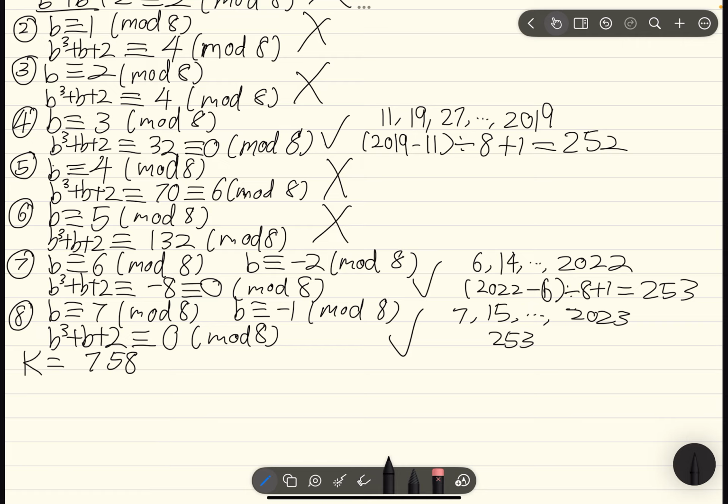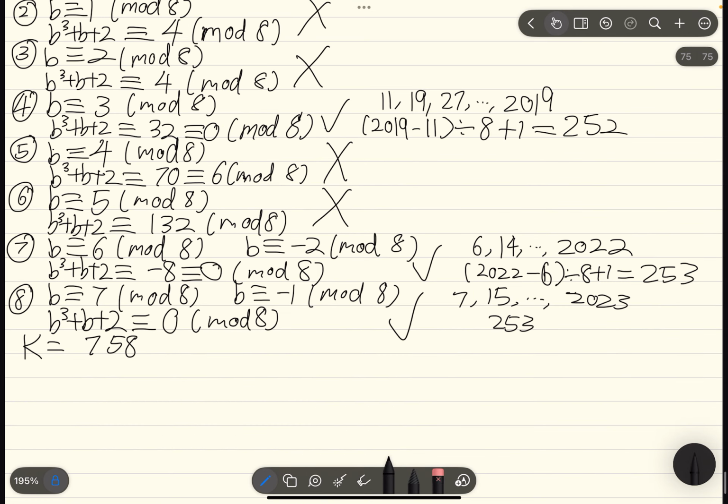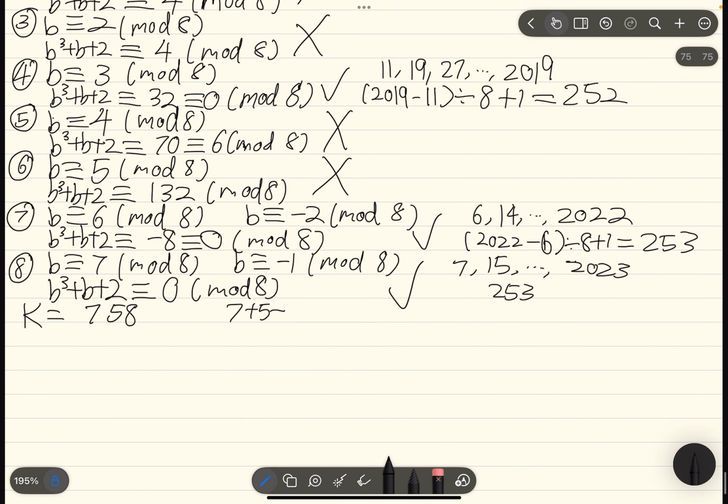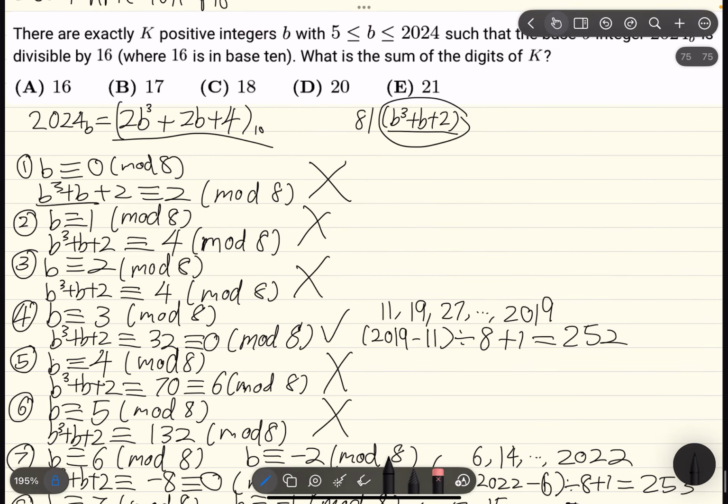That is 758. Now we want the sum of the digits of k. That's 7 plus 5 plus 8, which is 20. Just don't get this step wrong, because last time I did this, I got 21, which is obviously not correct. So the answer is D.